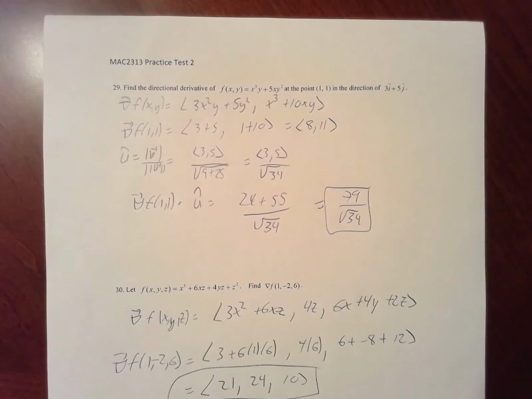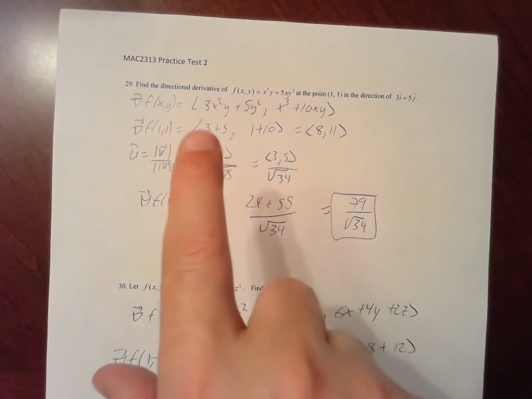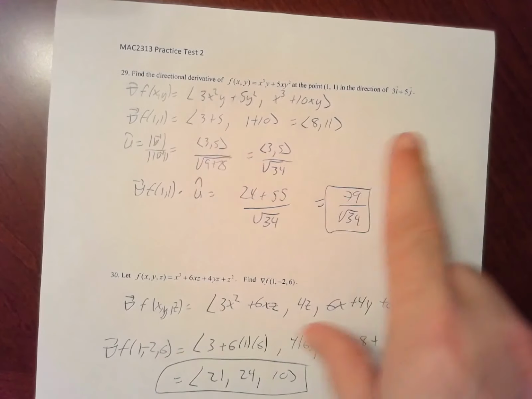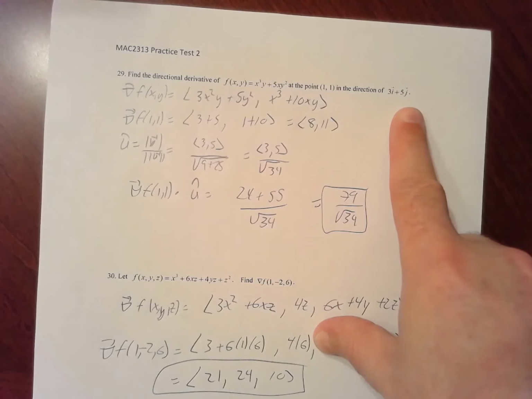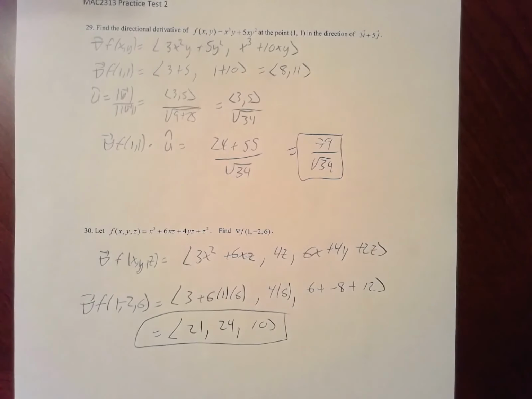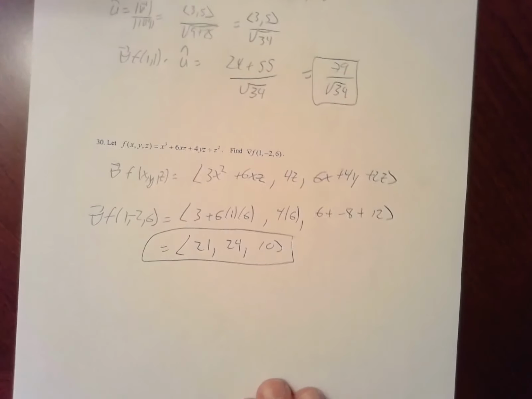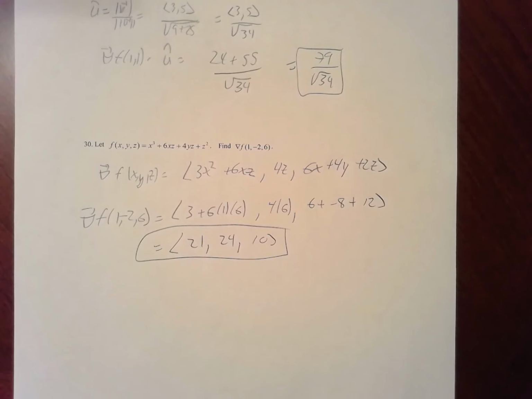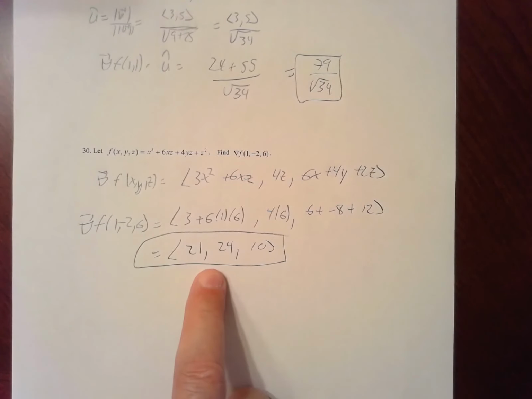Okay, directional derivative. Find the gradient at the point, because we have a point, get a vector, dot that with a unit vector in this direction. Get your number. Remember, dot product is a scalar. And then this one was easy. Take the gradient, plug in your point, you get this vector. You're done. That's all we're looking for there.